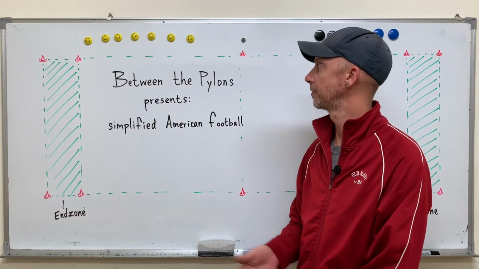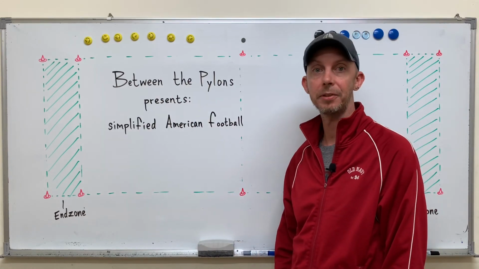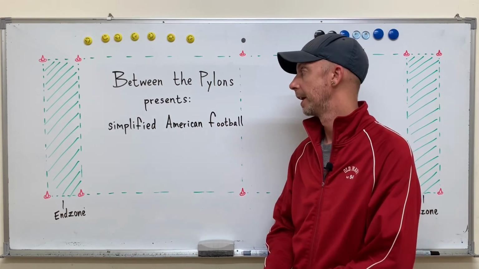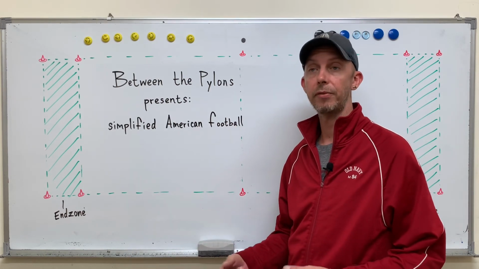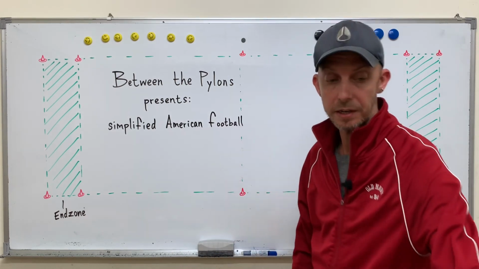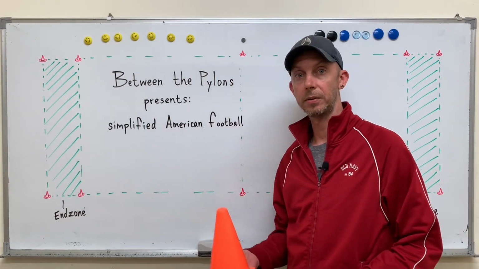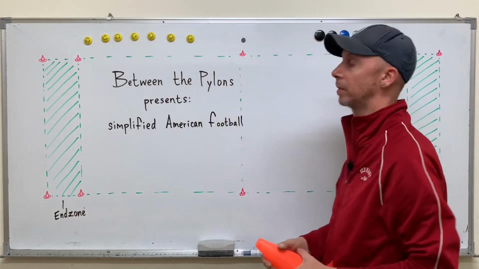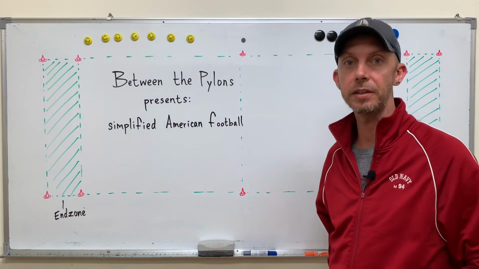Hi everyone, I'm Carson from Between the Pylons, and today I'm going to present to you a simplified version of American football. Something you could play in a park or a field that doesn't have the actual markings of a football field. What you need: 10 of these cones, 10 pylons, an American football, and then a group of people large enough to split evenly into two teams.